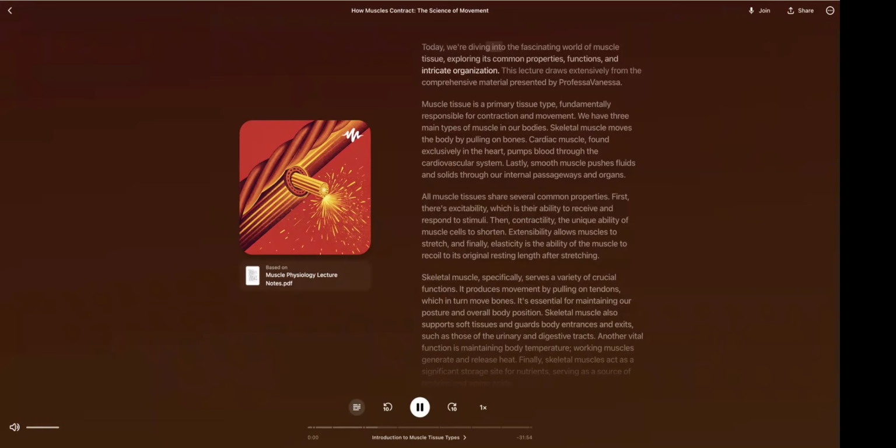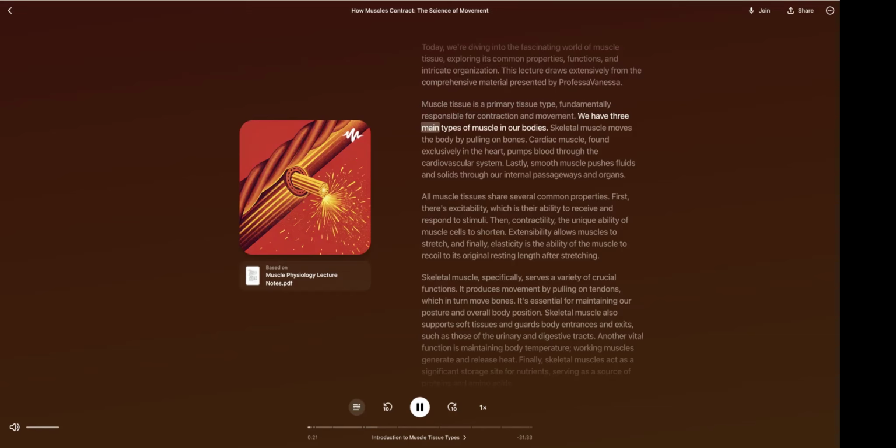Today, we're diving into the fascinating world of muscle tissue, exploring its common properties, functions, and intricate organization. This lecture draws extensively from the comprehensive material presented by Professor Vanessa. Muscle tissue is a primary tissue type, fundamentally responsible for contraction and movement.